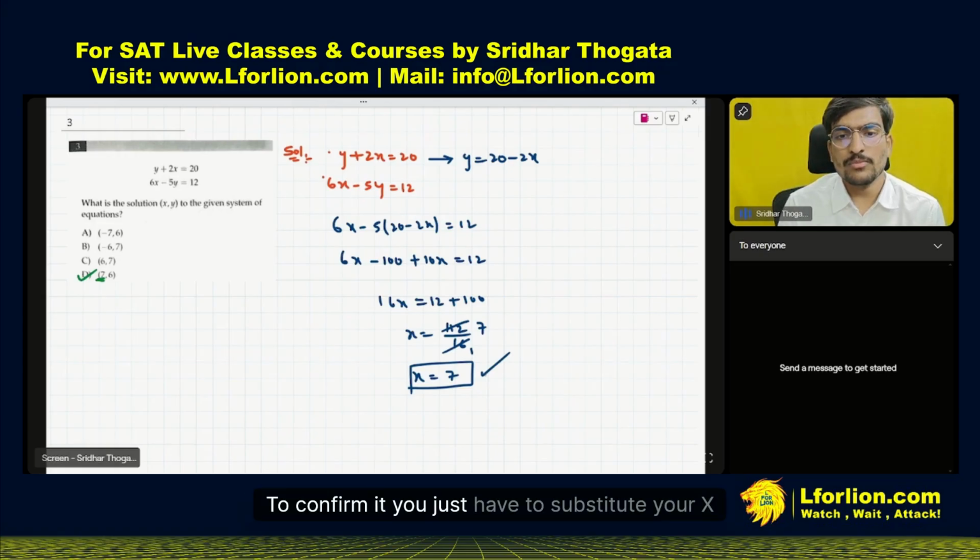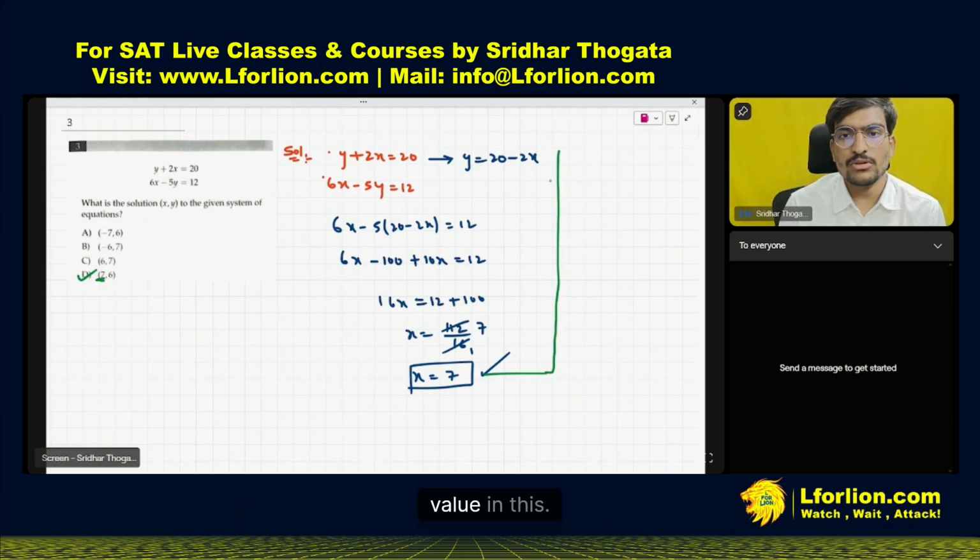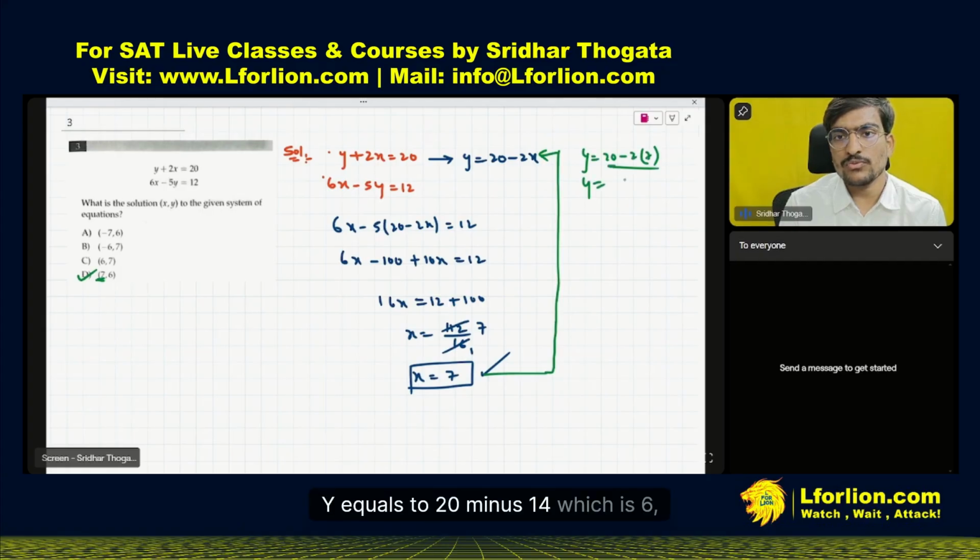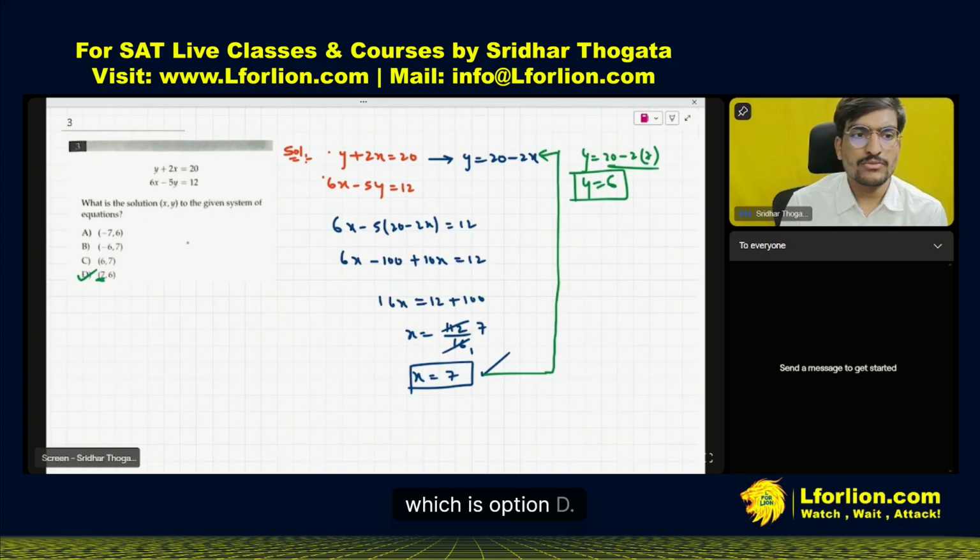To confirm it, you just have to substitute your x value in this. So you are going to get y equals 20 minus 2 into 7. y equals 20 minus 14, which is 6, which is option D.